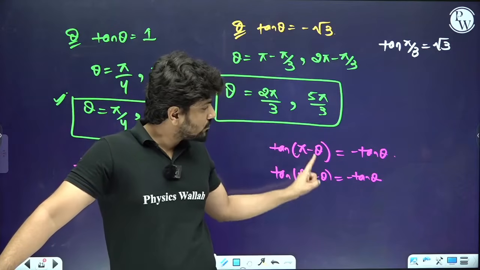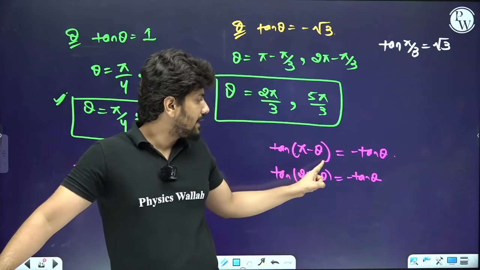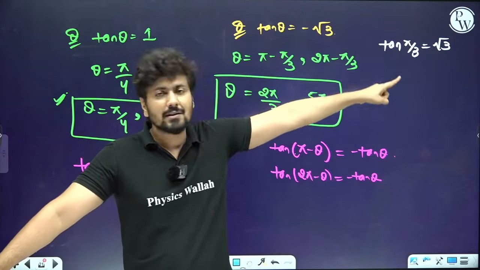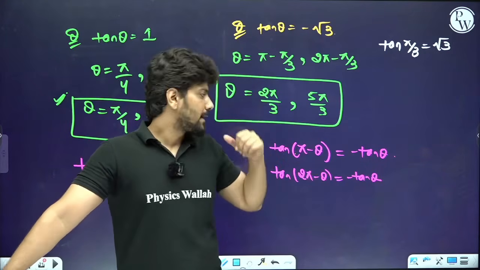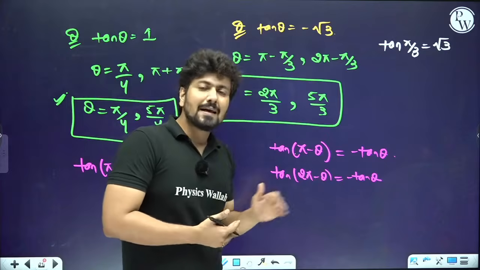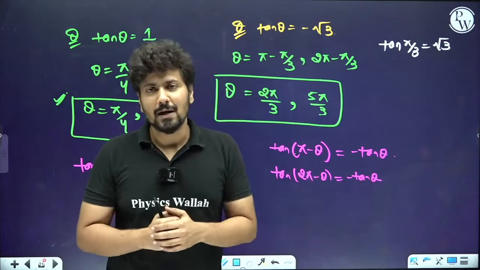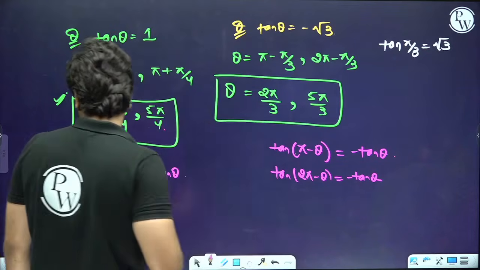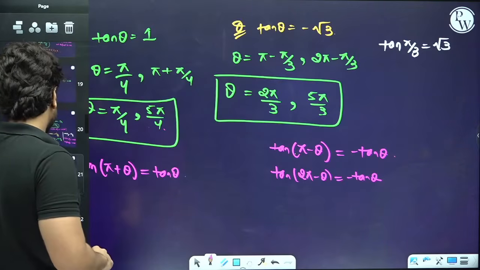So in the second and fourth quadrant, tan gives you negative values. Tan of pi minus pi by 3 is equal to minus tan pi by 3, where tan pi by 3 is root 3. Minus tan pi by 3 will be minus root 3. Correct? Tan of 2 pi minus pi by 3 will be equal to minus tan pi by 3. So these are the two answers for this equation. I hope all of you get it.